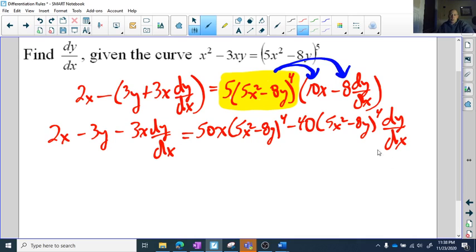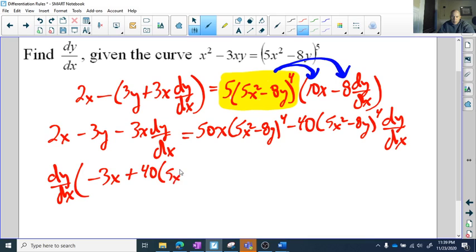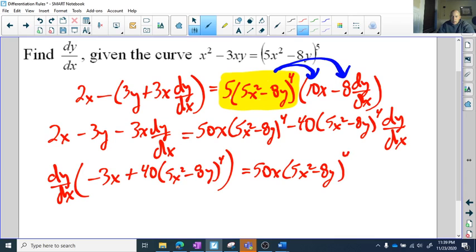And now this is all one term, we're going to move it around. So we're going to have dy dx bracket, so negative 3x from this term. This whole thing is going to go to the other side. It'll switch to plus 40 onto 5x squared minus 8y to the 4th. Close that off. This is going to stay where it is, so 50x, 5x squared minus 8y to the 4th. These two are going to switch sides, so negative 2x and a plus 3y.